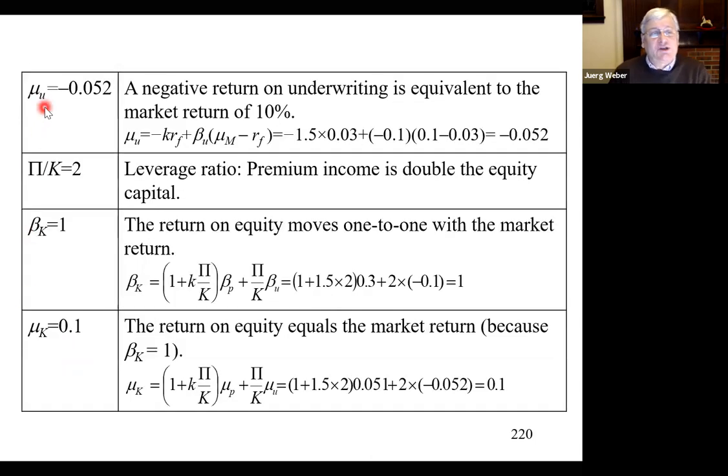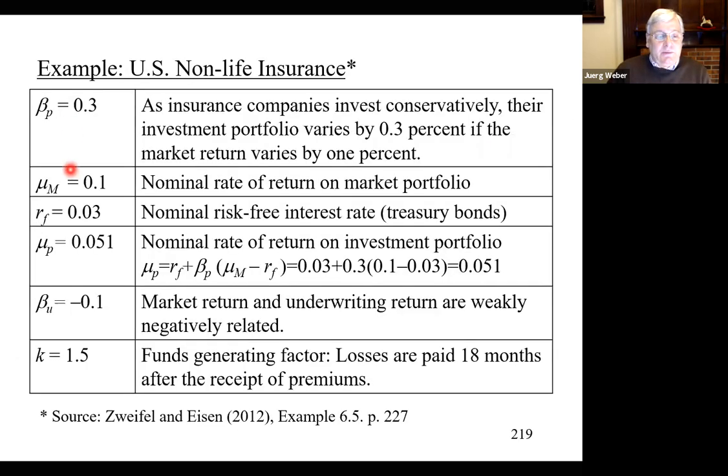Now with that information, you can now calculate what the optimal underwriting return should be. Again, you plug in everything into the insurance capital asset pricing model, and you get minus 5.2%. So here it's optimal to have a negative underwriting return. And it makes sense because underwriting is a good hedge for shareholders. The return on the underwriting business moves against the market return.